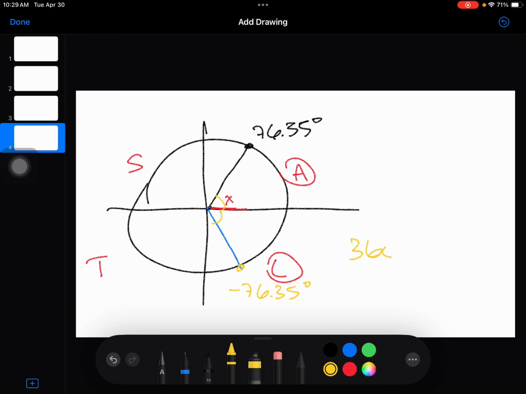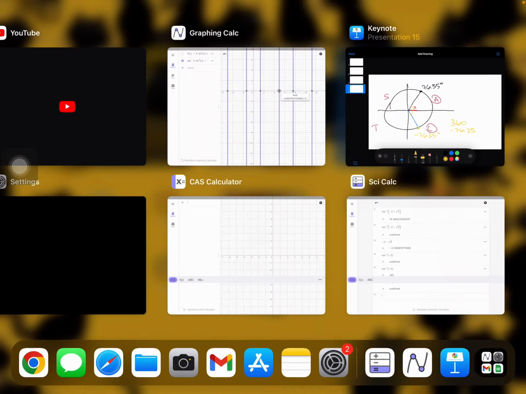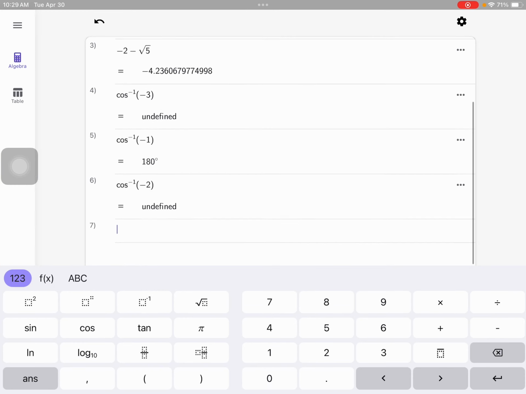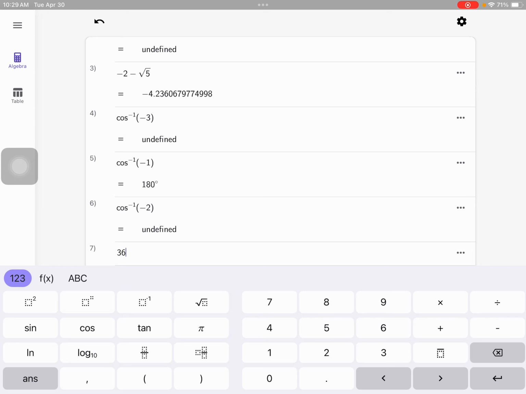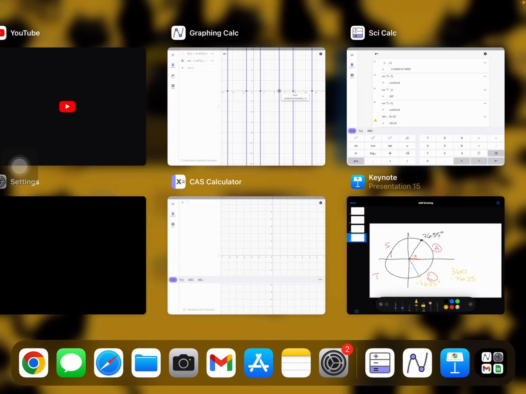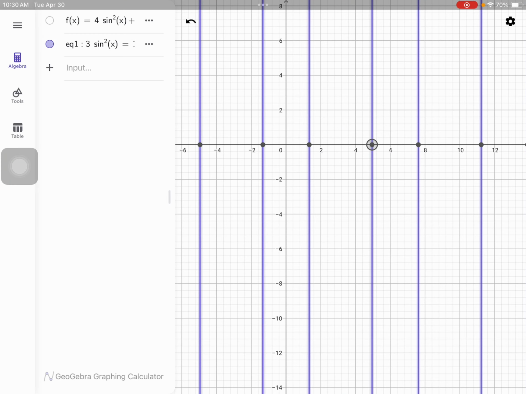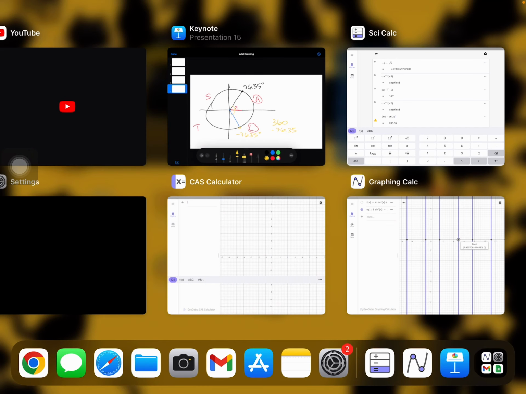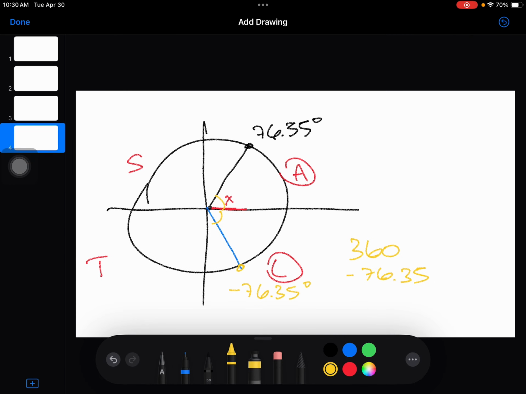And 360 minus 76.35. Calculators are here to stay, in part because they're right every time and they're faster. 360 minus 76.35, 283.65 degrees. Now let's see if 283.65 is that 4.95. And to do that, we've got to convert between radians and degrees.